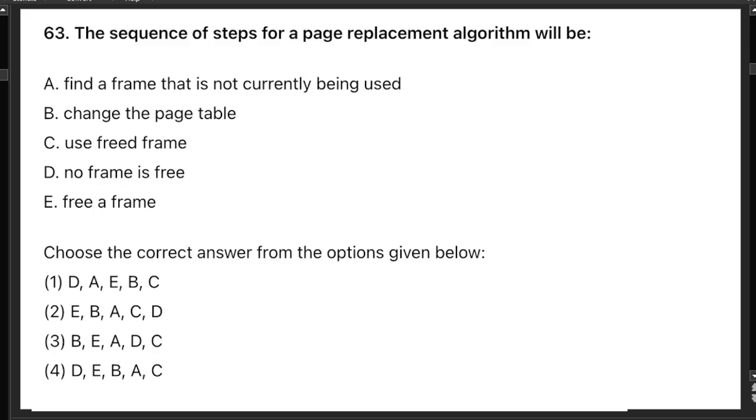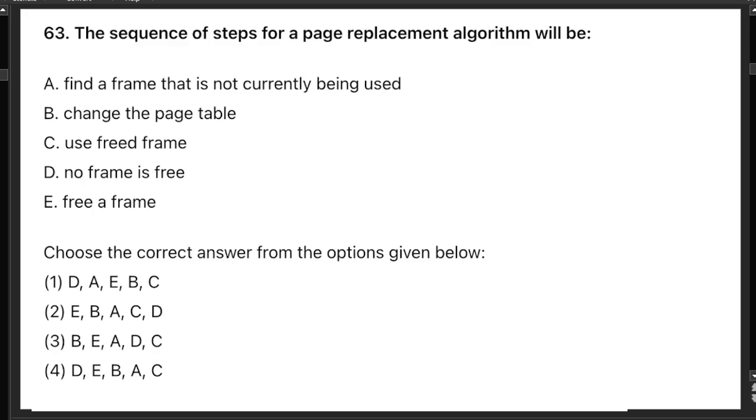The sequence of steps for a page replacement algorithm will be... we have to choose the correct answer from the options given below. The sequence of the steps in page replacement algorithm will be like: first one will be no frame is free. So check if there are no free frames available. So this will be the first one. Second one will be find a frame that is not currently being used. So if no free frame is available, identify a frame that can be replaced, one that is not currently in use, that we have to make sure.